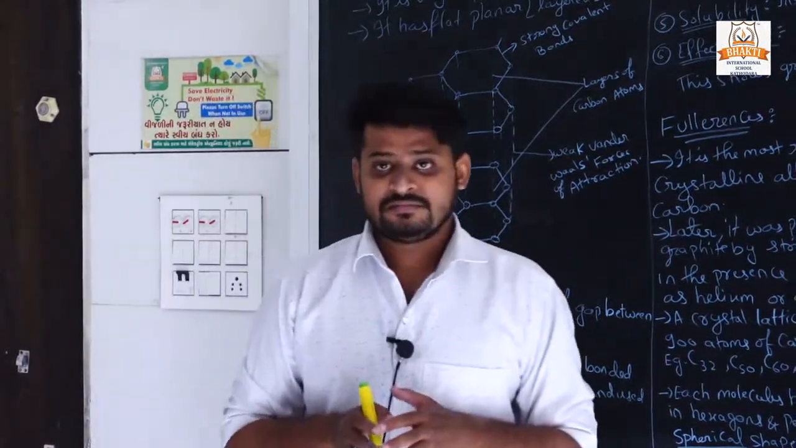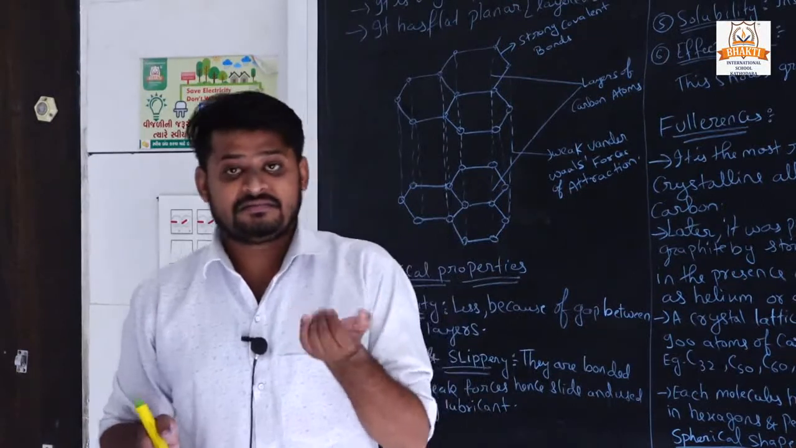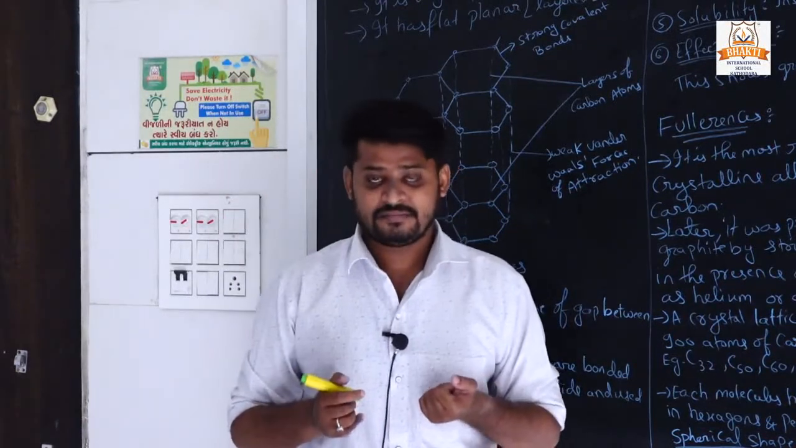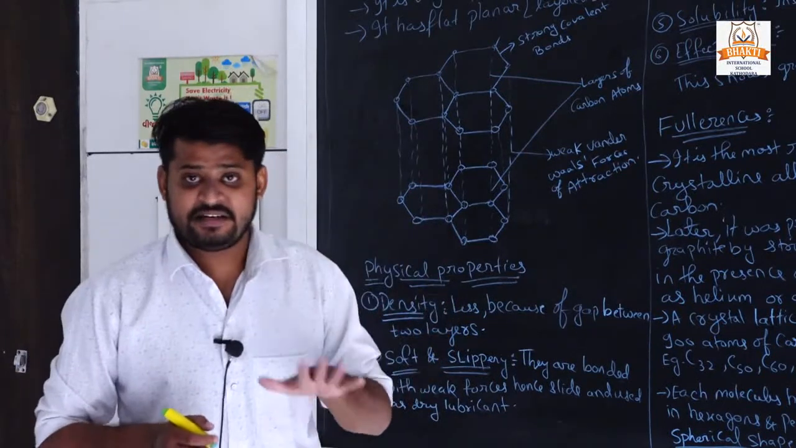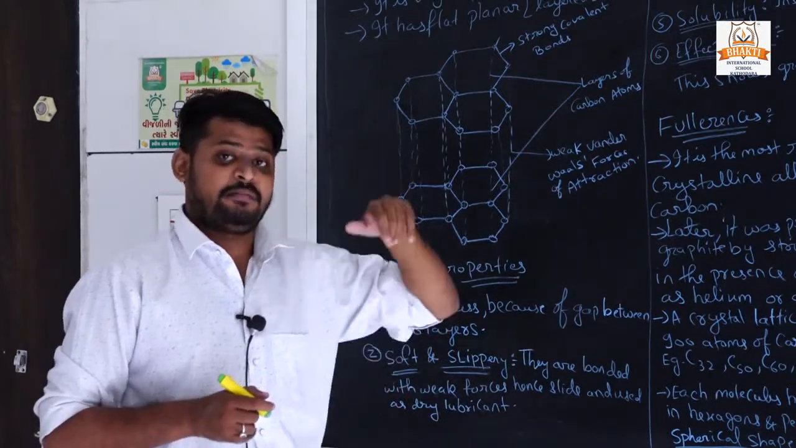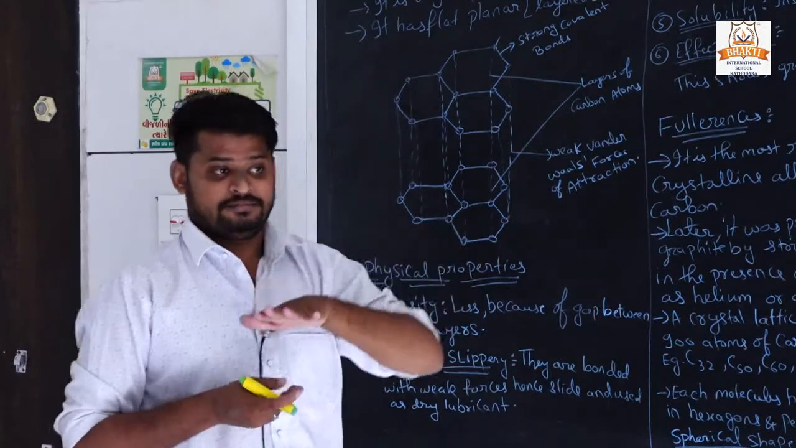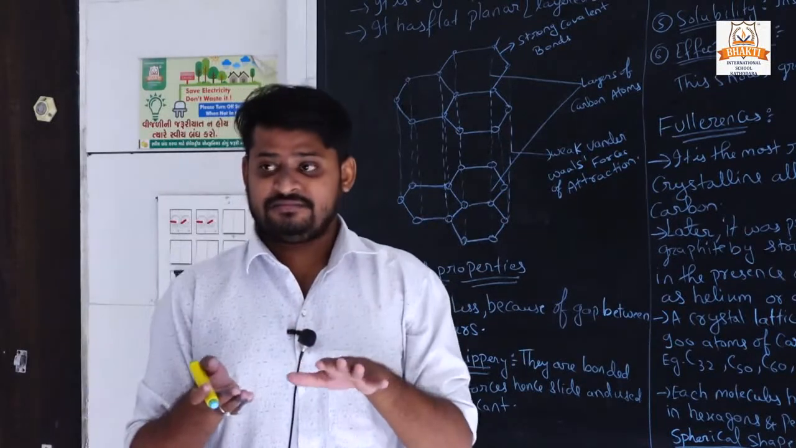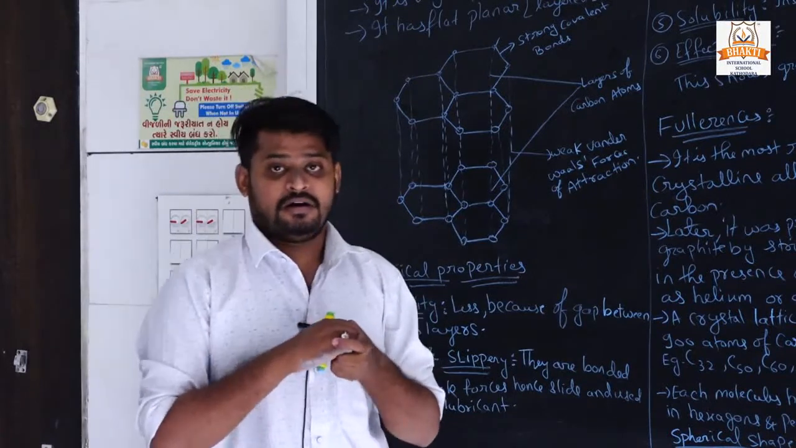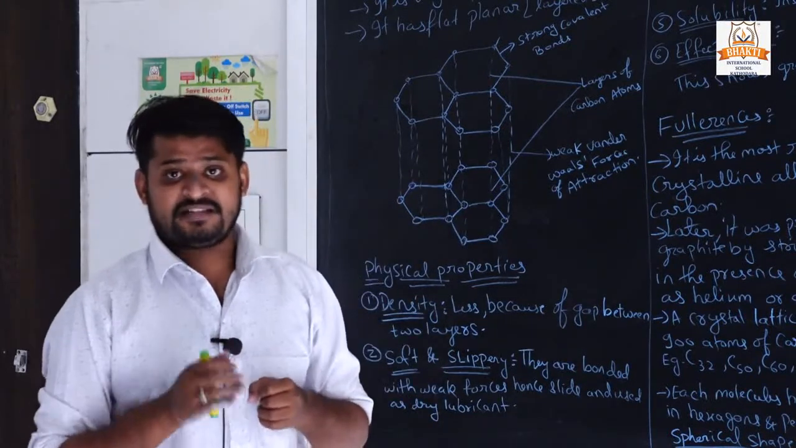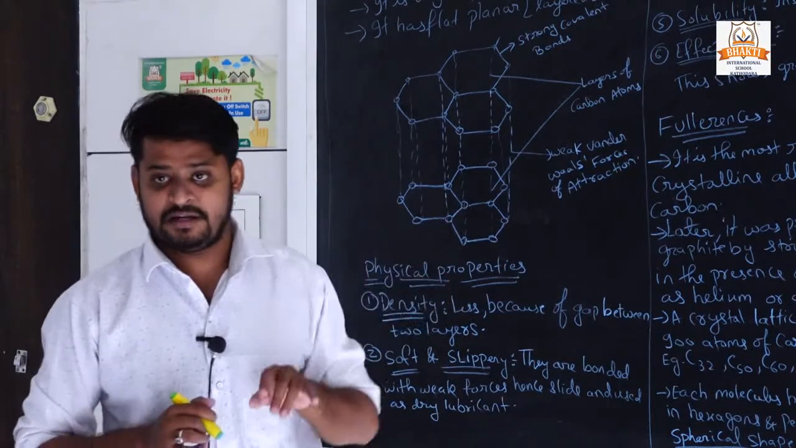We all know the density of diamond is very high, right? But graphite has less density. Both are made with carbon, but the diamond has a 3D structure. That's why they are joined with a strong intermolecular force. That's why the density is very high in diamond.